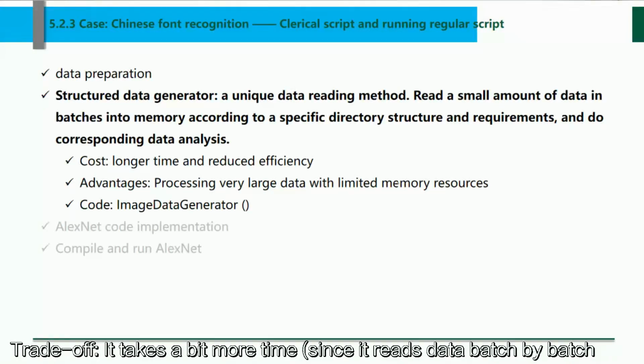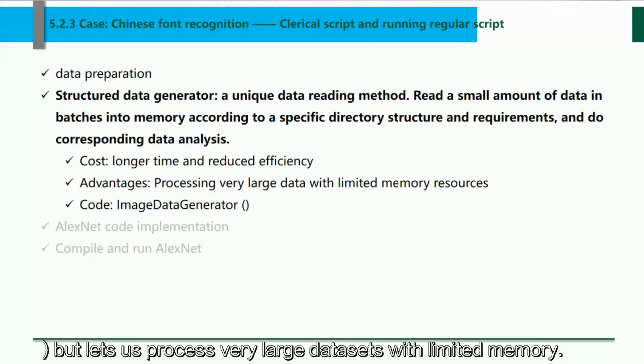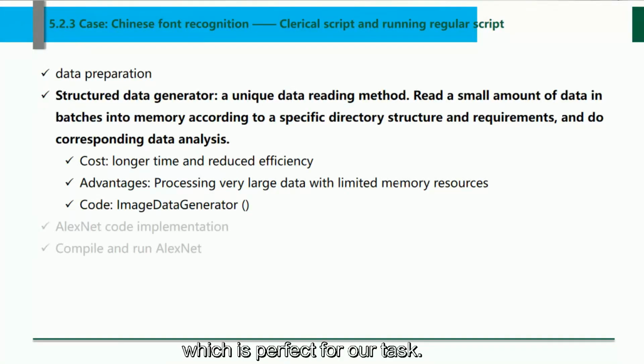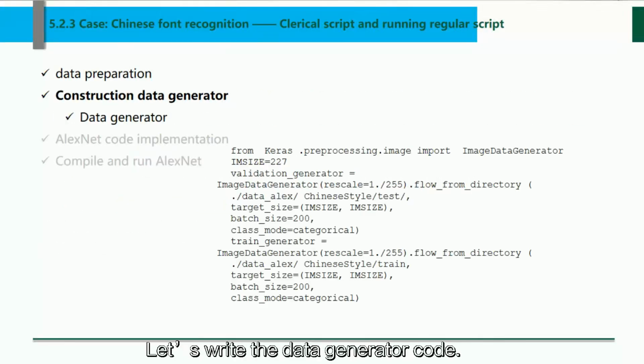Trade-off: it takes a bit more time since it reads data batch by batch, but lets us process very large datasets with limited memory. Tool: we use the Keras ImageDataGenerator. This function handles batch reading and pre-processing in one step, which is perfect for our task. Let's write the data generator code.